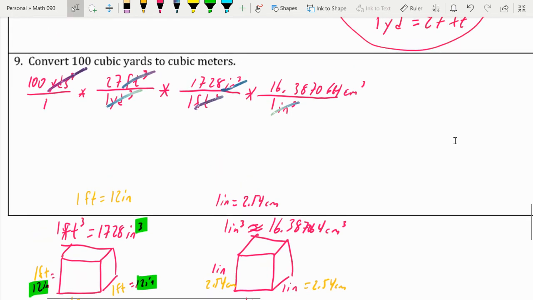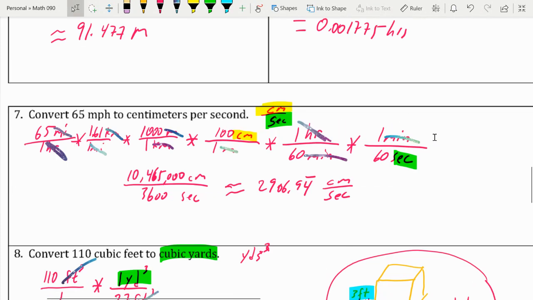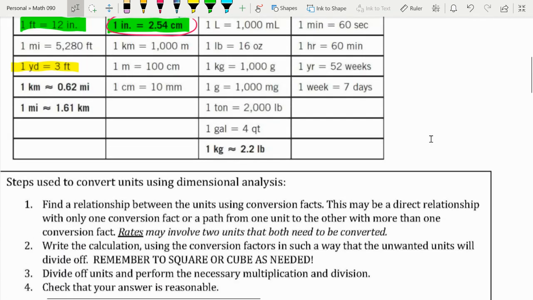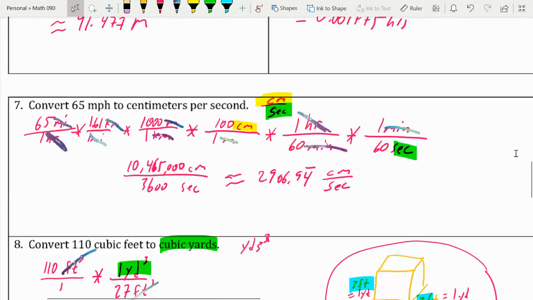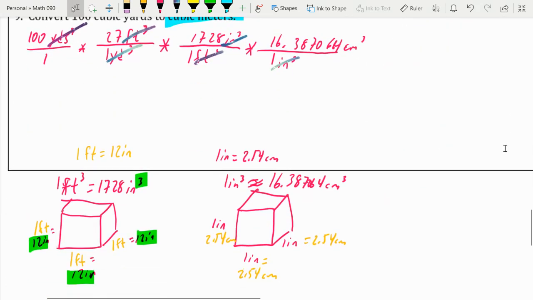But I still need to get to cubic meters. So I'm trying to get to meters from centimeters. I have centimeters, but I need to get to meters. So 1 meter is equal to 100 centimeters. What was that again? 1 meter is equal to 100 centimeters.